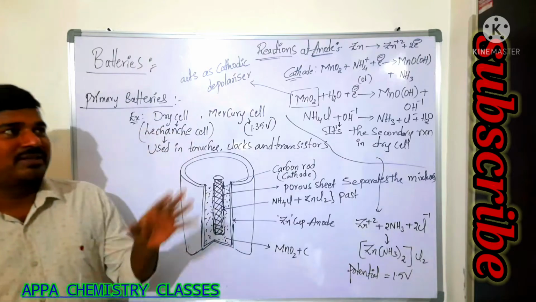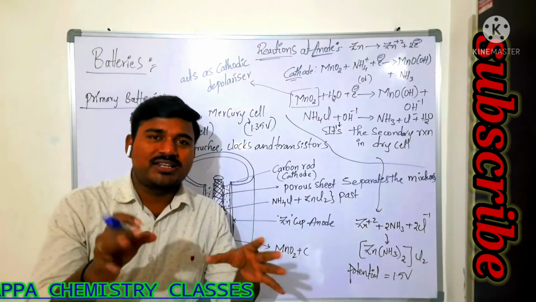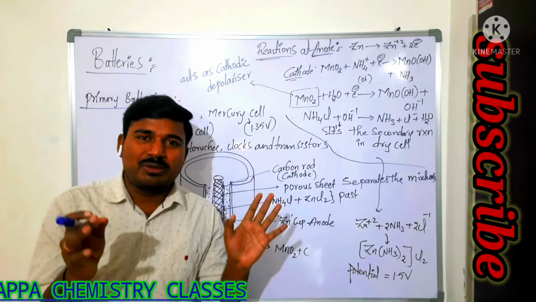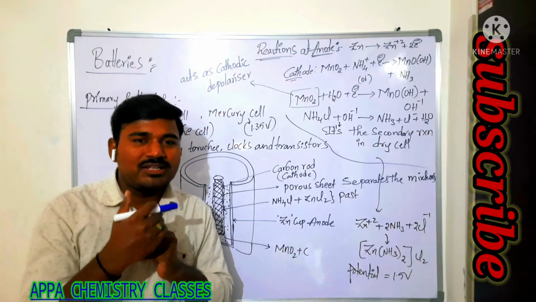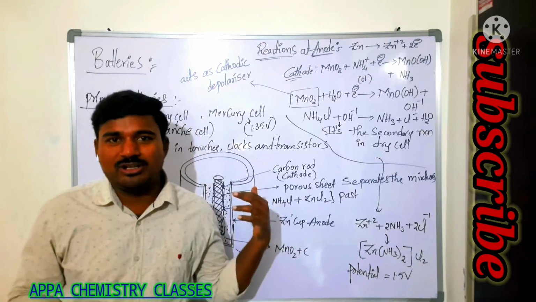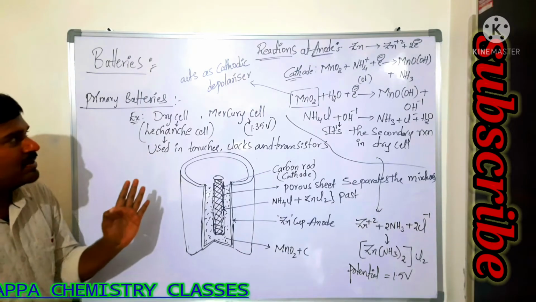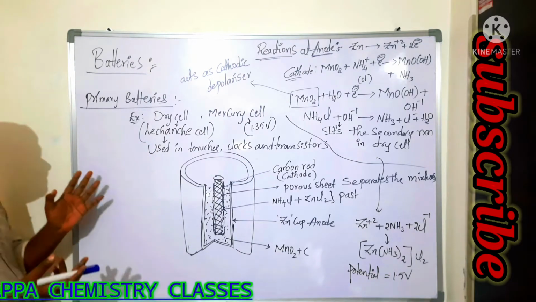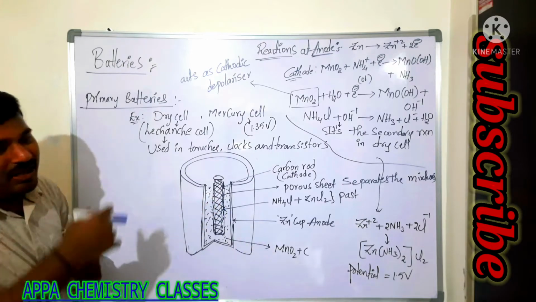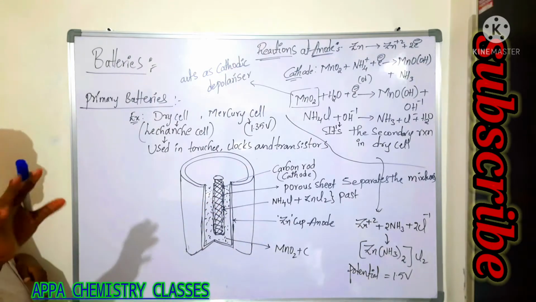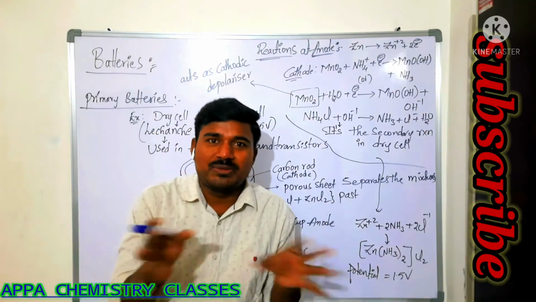So now batteries. Batteries are nothing but electrochemical cells which are arranged in series connection. Then they are said to be batteries. In those electrochemical cells, what happens? Chemical energy is converted to electrical energy. Now there are mainly two types of batteries we have. I will tell you with a simple example.